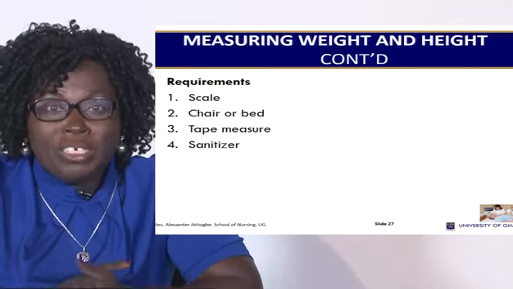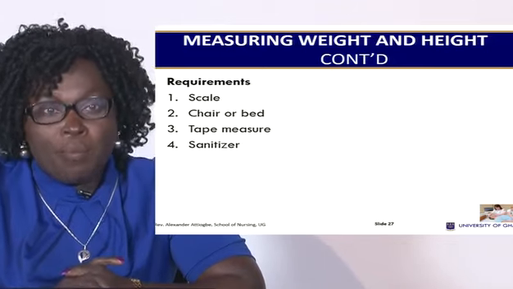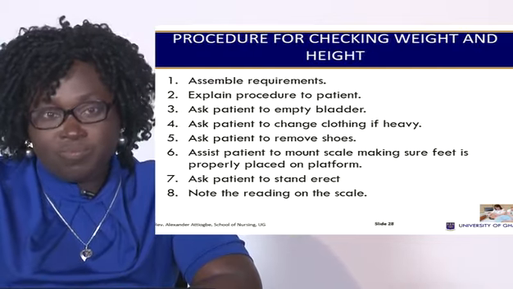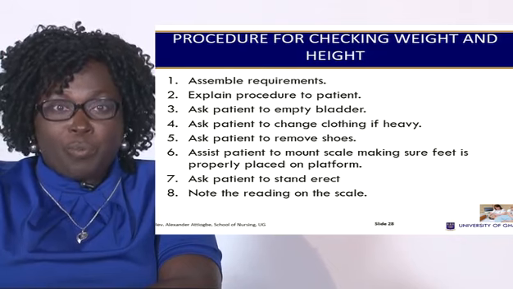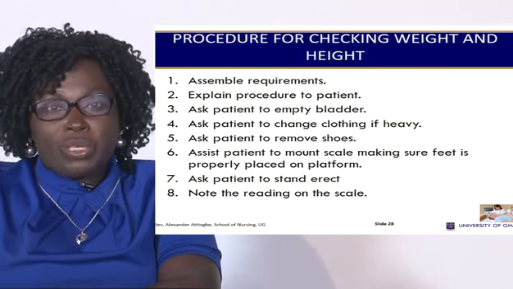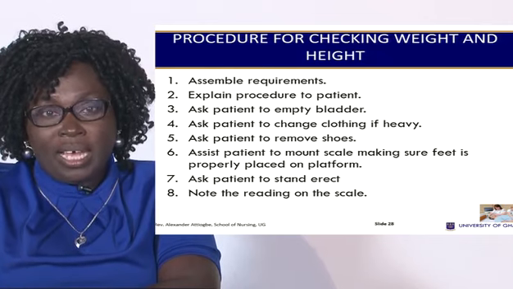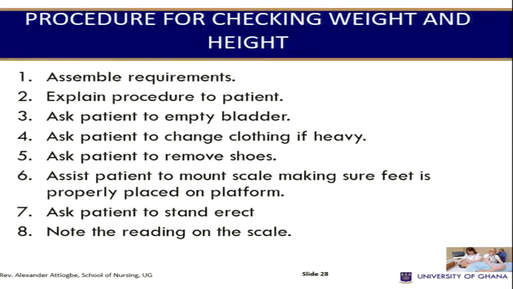Requirements for measuring weight and height. You need a scale, a chair or a bed, a tape measure, and then a sanitizer. Assemble your equipment before the procedure. Explain the procedure to the patient. Ask the patient to empty the bladder. Ask the patient to change clothing if heavy. Ask the patient to remove shoes.